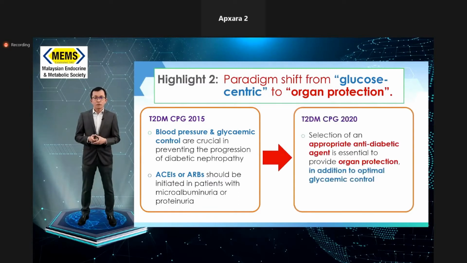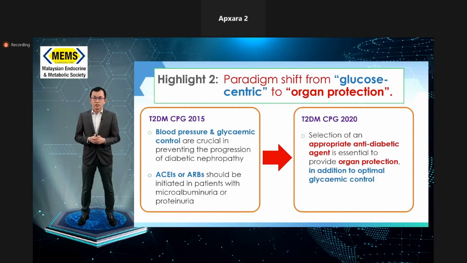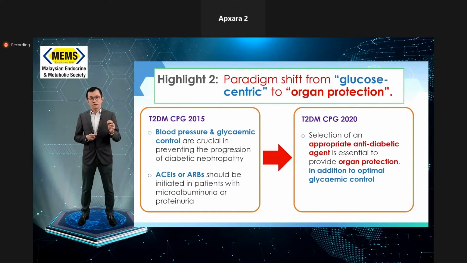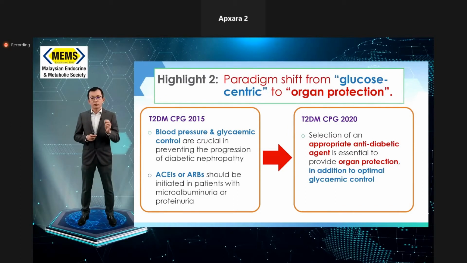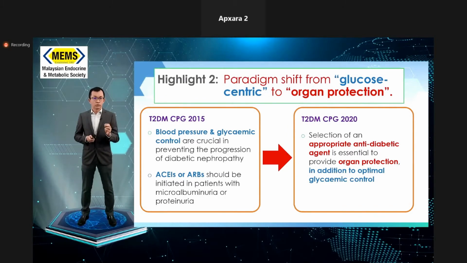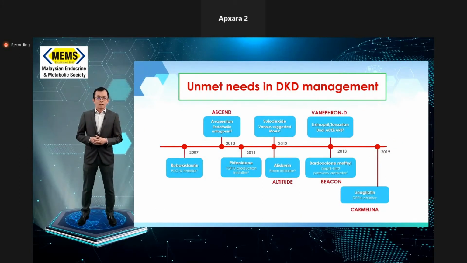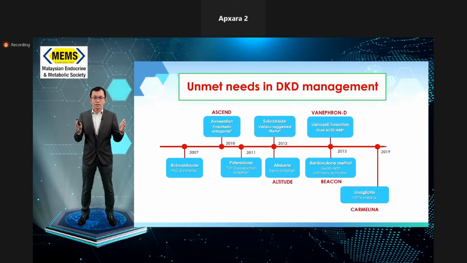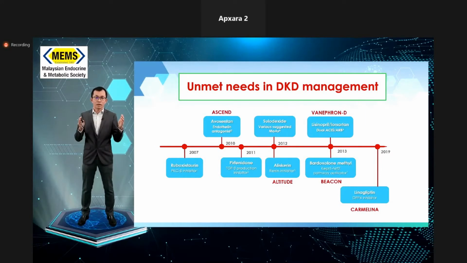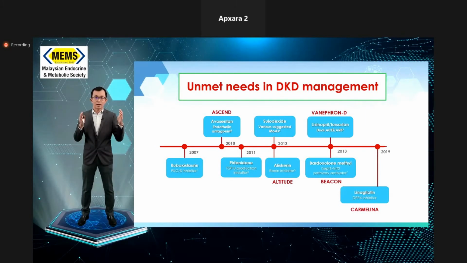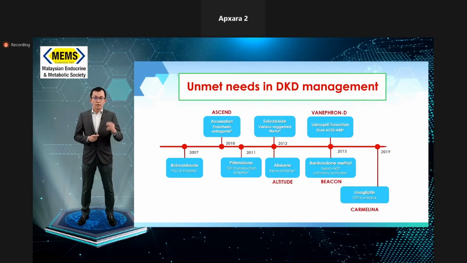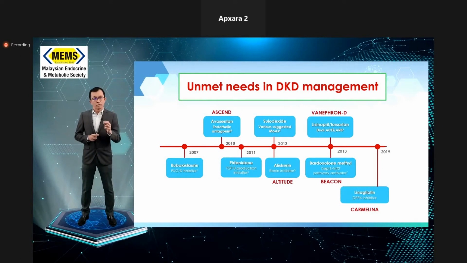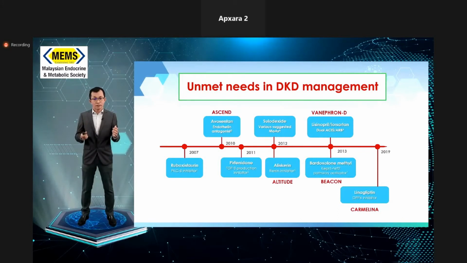In 2020 Type 2 CPG, we highlighted the importance of selection of appropriate anti-diabetic agent for organ protection, in addition to optimal glucose control. If you follow all the studies that have been done for diabetic kidney disease, we definitely will realize that there's always an unmet need in diabetic kidney management. We have been searching for a new agent which can provide renal protective effect for the past 20 years.